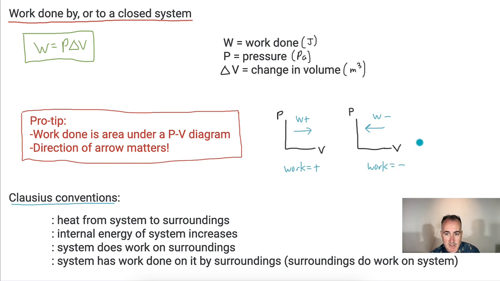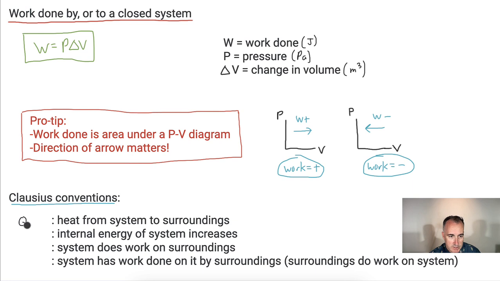It doesn't have to be exactly left. It could be, if it was a PV graph like this and it went like this instead, well, just look: does it go to the right? Then the work done by the system is positive. So we're going to need to know this really, really well. This right here is key. So let's actually look at these then and decide on what these are. The heat from a system to its surroundings, that must be Q.